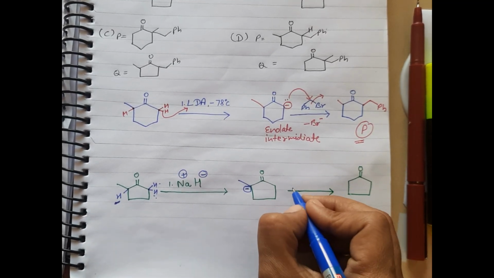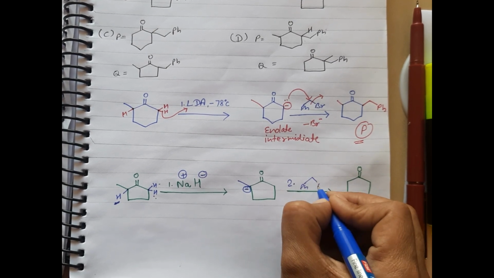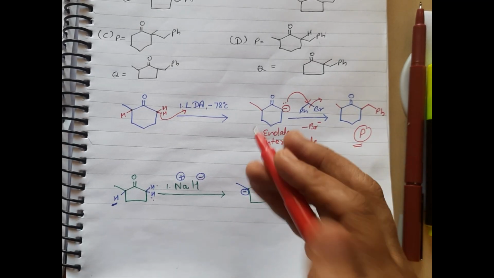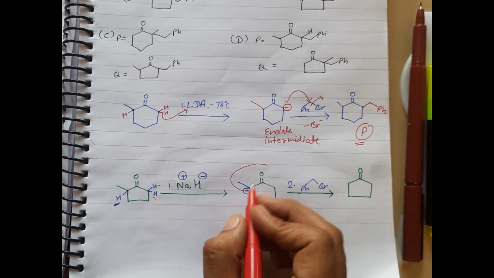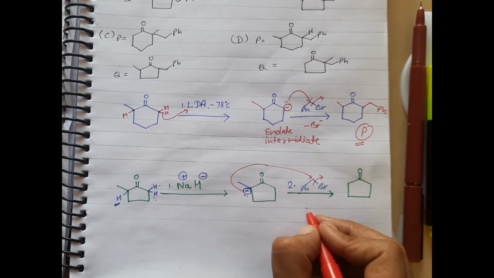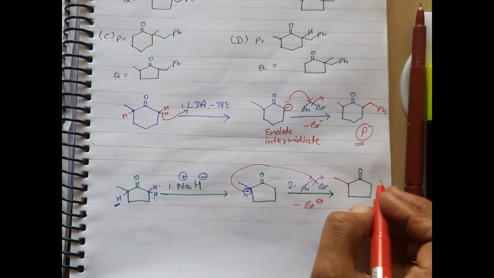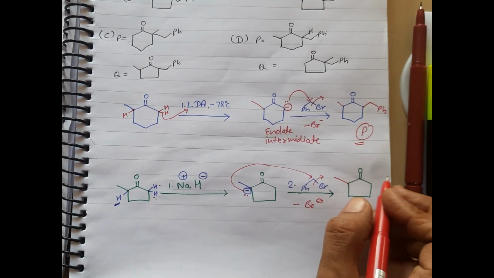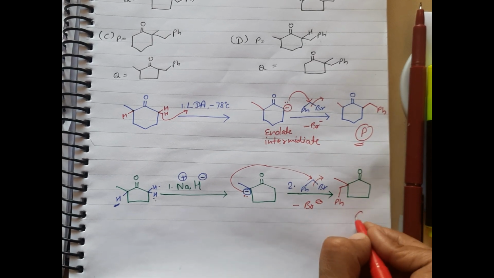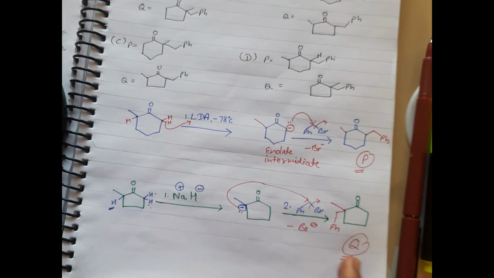So in the second step, they give phenyl bromide. Here this electron, or this negative charge, attacks here and bromide will leave. So our product will be this. So this is our product Q. So these are the two major products P and Q.